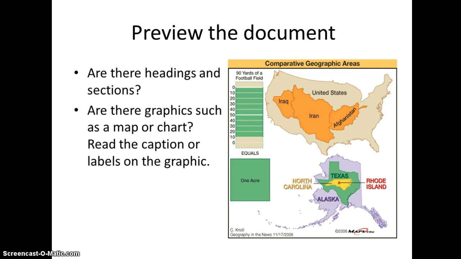is preview the document. What you do in that step is you look through the whole thing, just sit there and look and find out what the headings are, what are the sections, look at the title. Are there graphics like a map or a chart? If there are graphics, read the caption or the labels. See if you can figure out what the illustration or the graphics are trying to do for you. Go ahead and do that on the article that you're given as an assignment today.